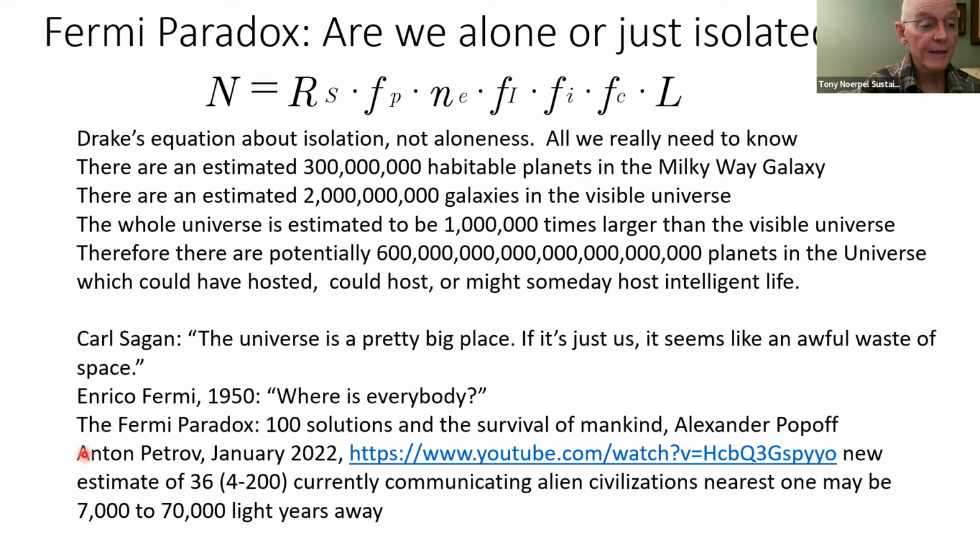In this paper, from about a year and a half ago, they estimate that there are at least 36 currently communicating alien civilizations. However, the nearest one may be 7,000 to 70,000 light years away. So the good news is, well, we're not alone, but we are pretty isolated. If you think about when we started our radio programming, and our I Love Lucy's and Life of Riley's being transmitted out into space, it's going to be 7,000 years before these aliens hear them and say, hey, there's intelligent life over here, let's send them a message back. Well, we won't get that for another 7,000 years. So we have to kind of stay alive to find out.